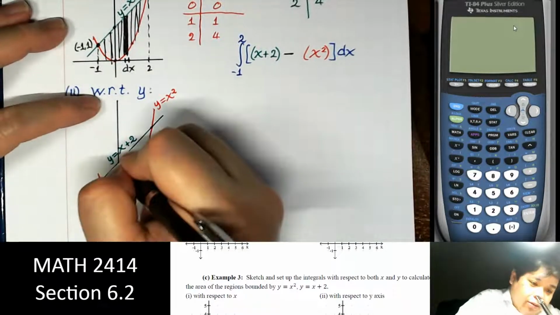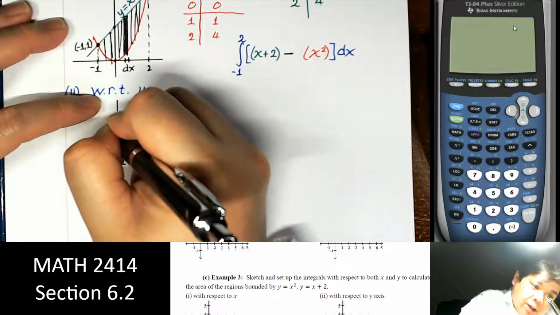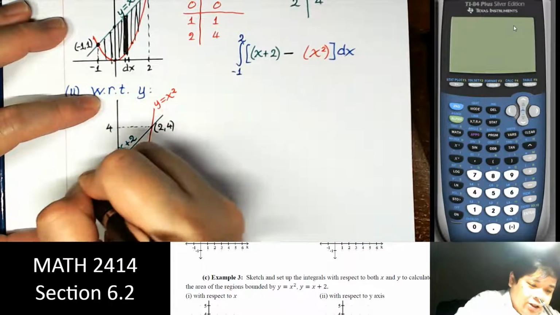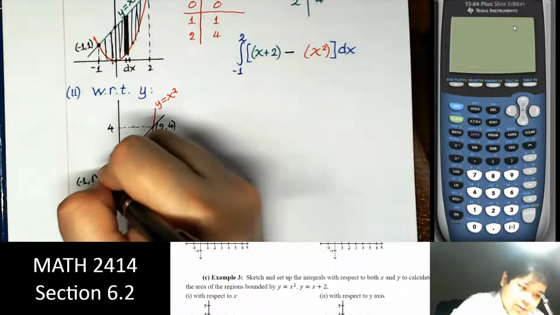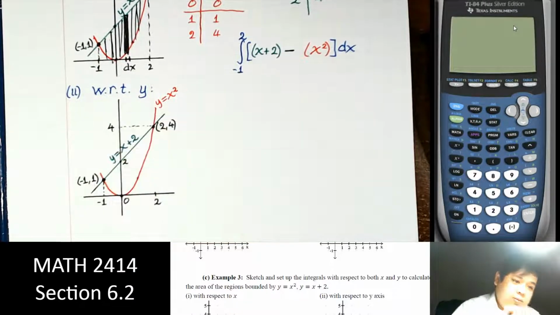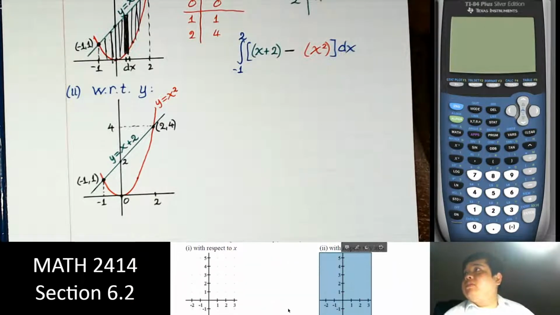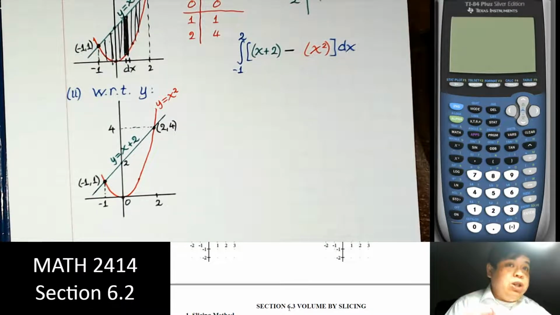So pretty much I draw the same region. Before the point 2 and 4, then 1 and 1. Right. So now this one with respect to y, meaning we use dy, right? If we use dy, it's going to be the region on the right minus the region on the left.